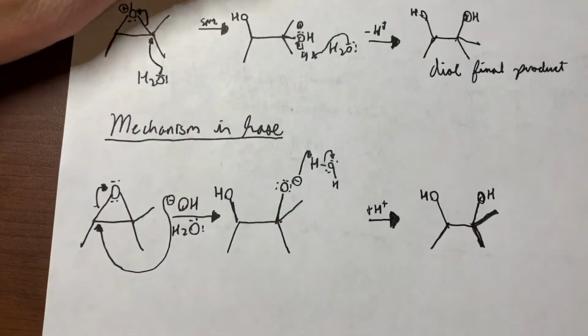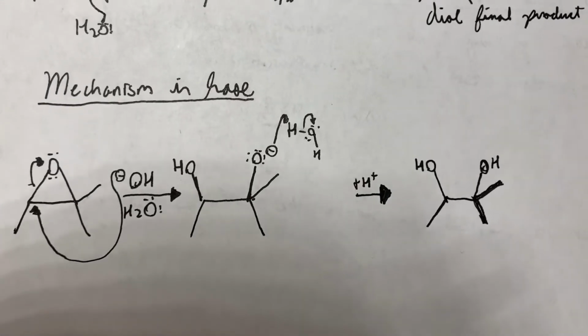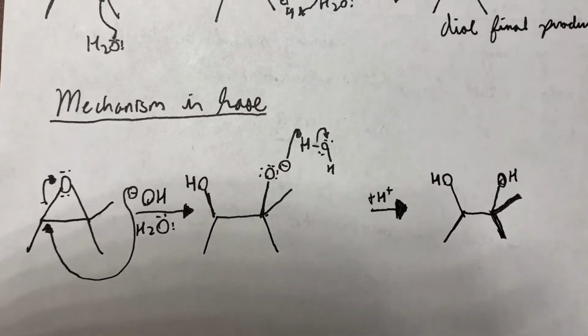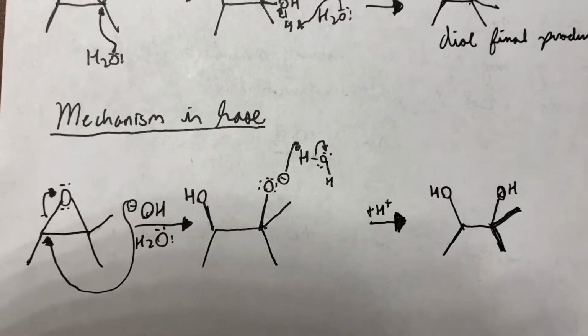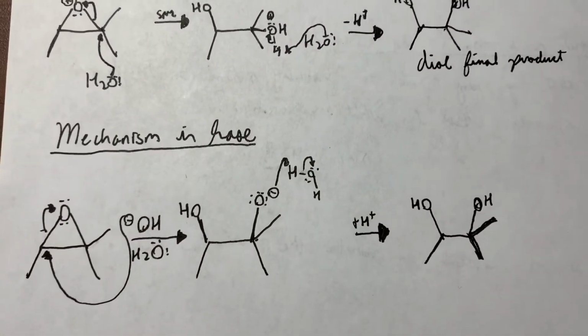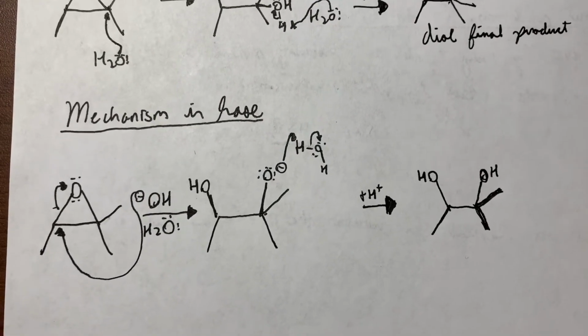So in base, it's a lot more simple. It's a lot more intuitive. The hydroxide ion will attack the less sterically hindered side. So that's because there is no plus charge, so there is no resonance that we have to consider.